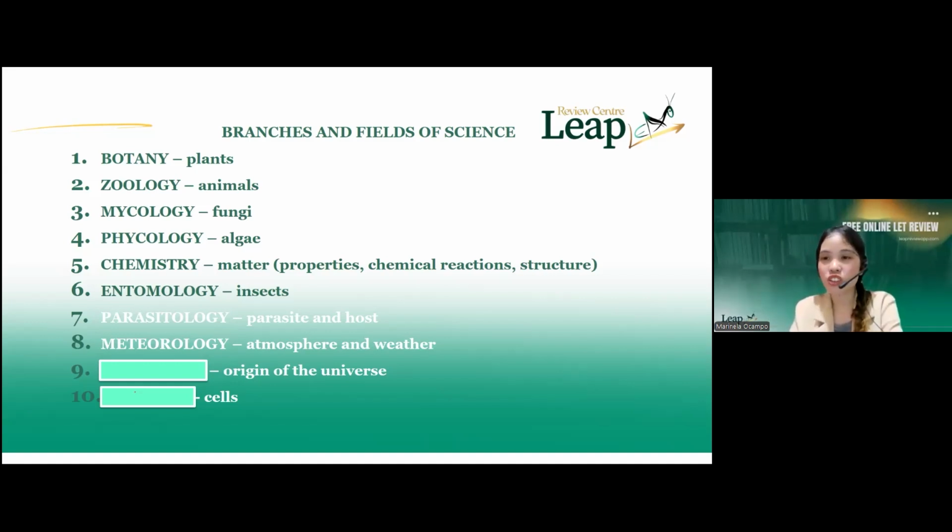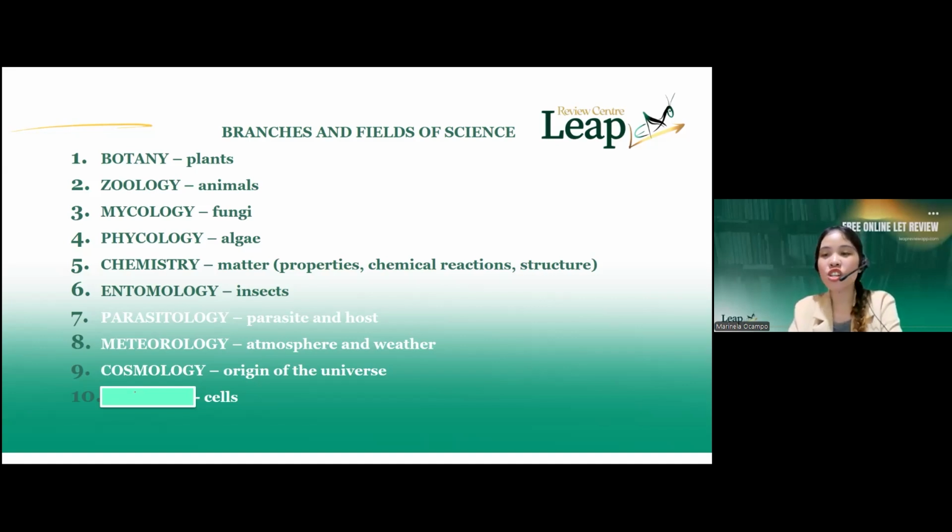It's not for the study of meteors. Meteors can be studied under the branch of astronomy because astronomy covers the objects or heavenly bodies that are present beyond the Earth's atmosphere. Now, what do you think is the field of science that deals with the origin of the universe? The past, present, and future of the universe. Very good, we have cosmology.